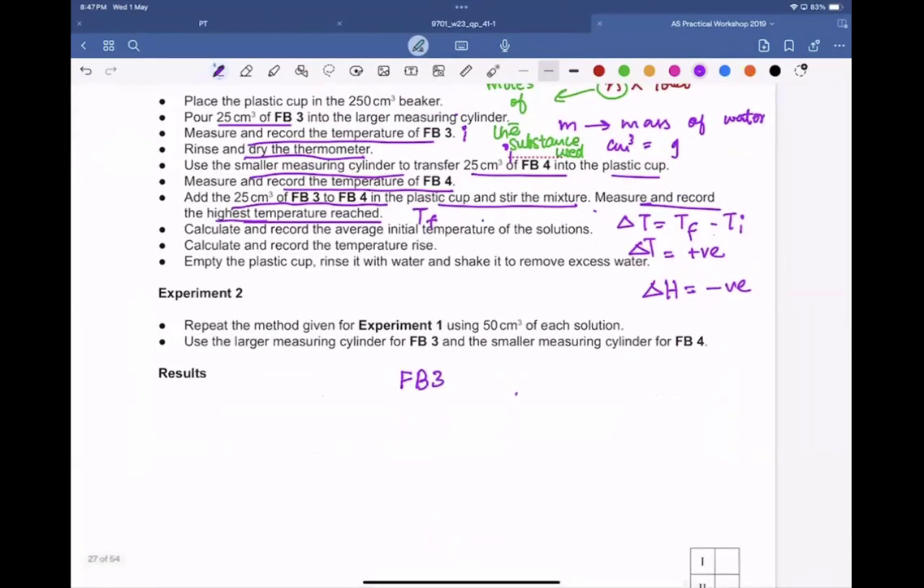So it means if you see, FB3 25 centimeter cube is used, and FB4 25 centimeter cube is used. See, 50 centimeter cube volume is used. Okay. In the second case, they have used the 50 centimeter cube. Here they have used the 25 and 25 centimeter cube.